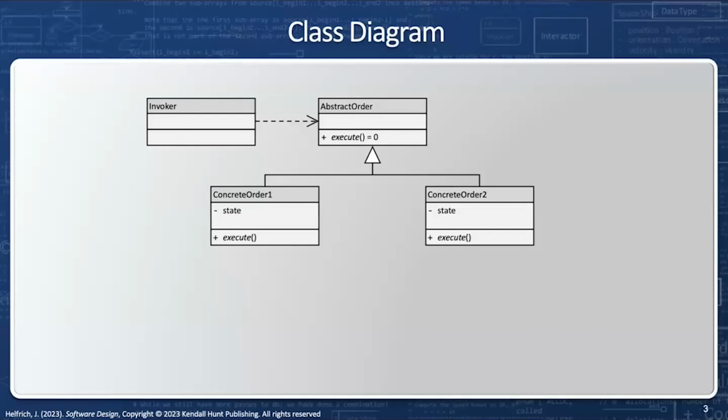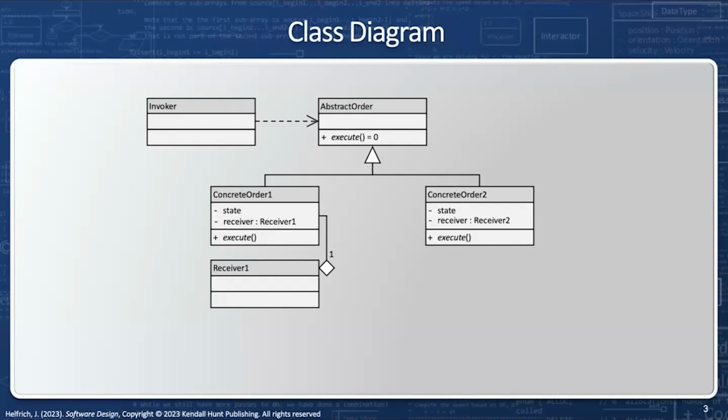Now note, concrete order 1 and concrete order 2 don't actually do anything. All they are is an interface for the receiver, and the receiver is the code that actually does the action. And so what the execute is going to do is have a reference to the receiver, and call the receiver's specific methods to carry out the action from the execute command.